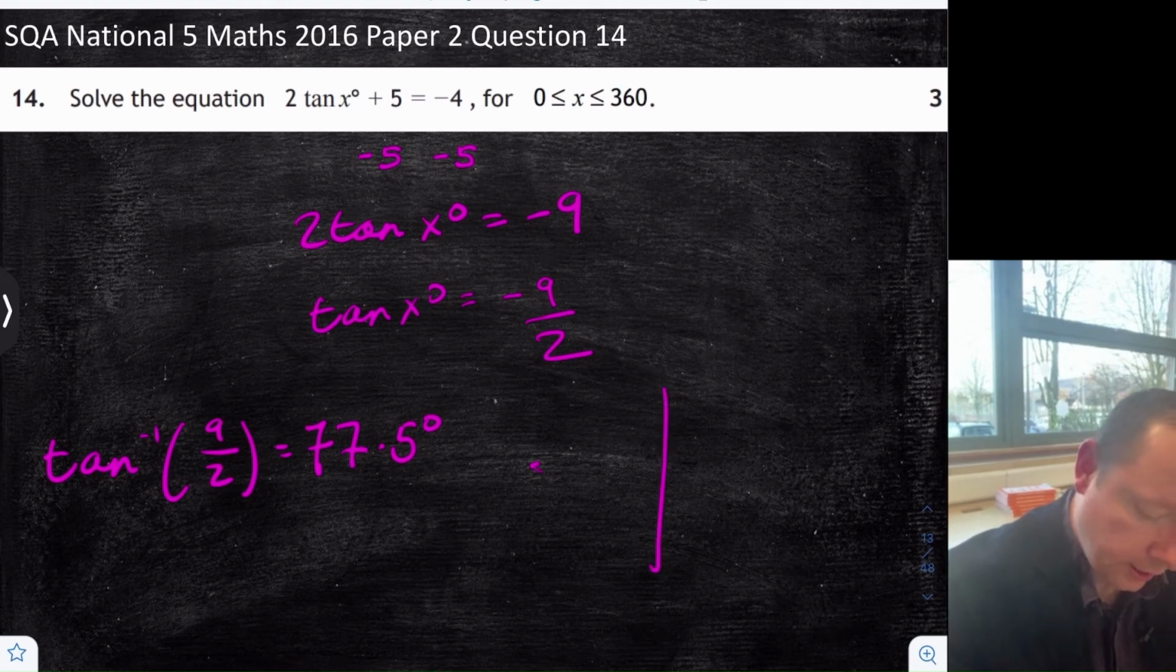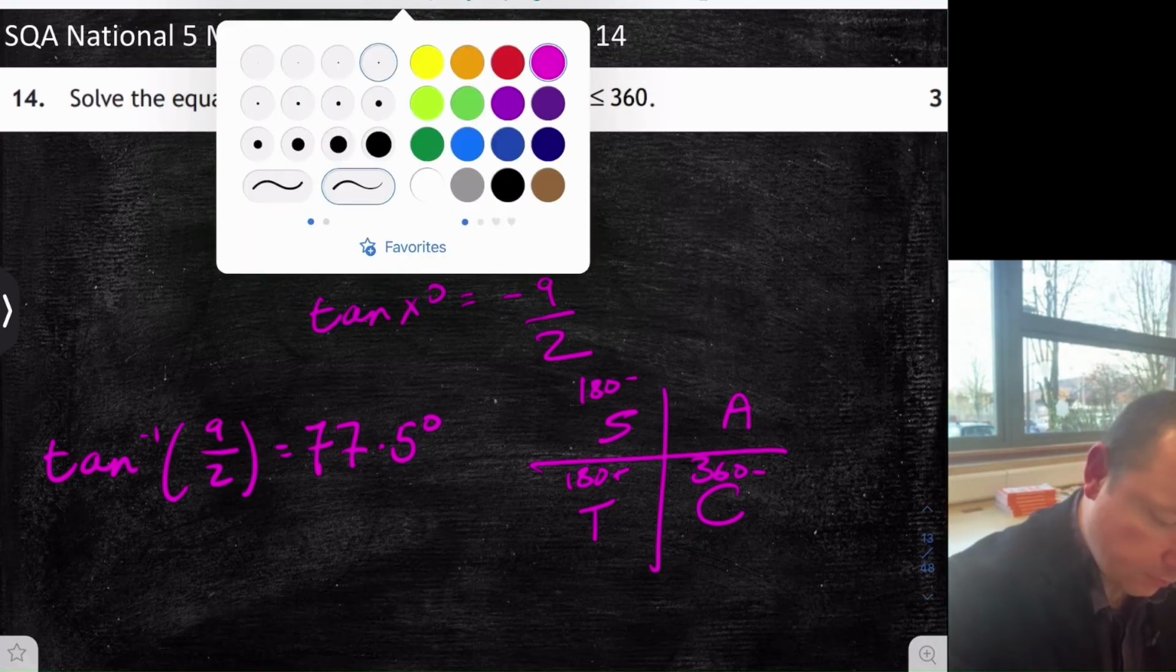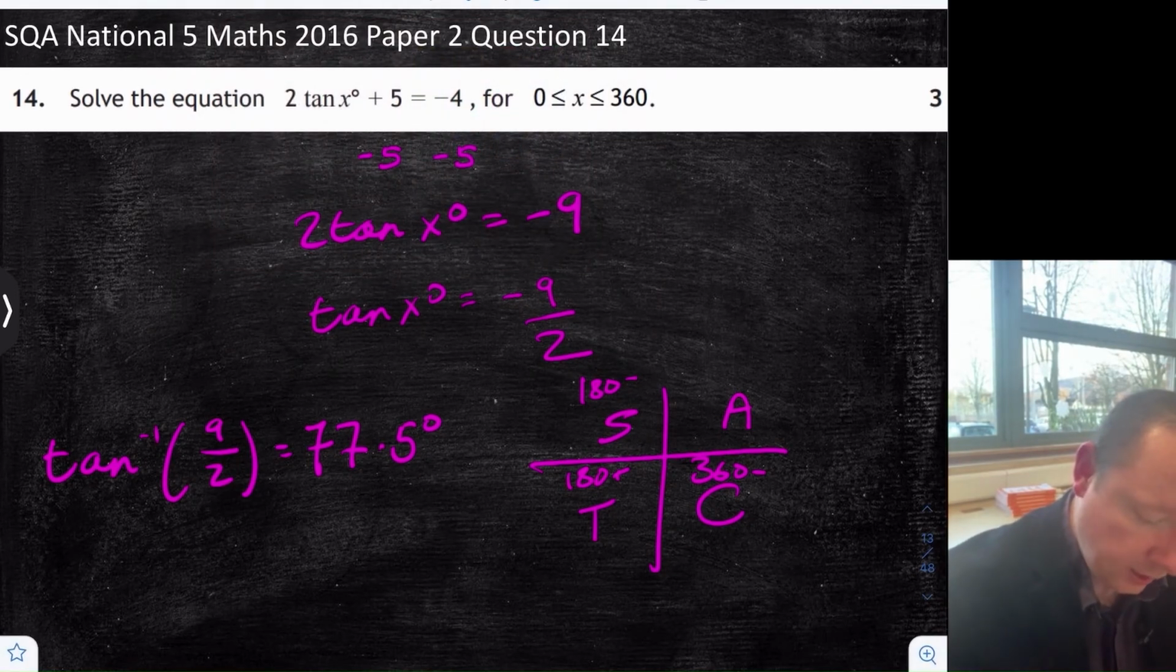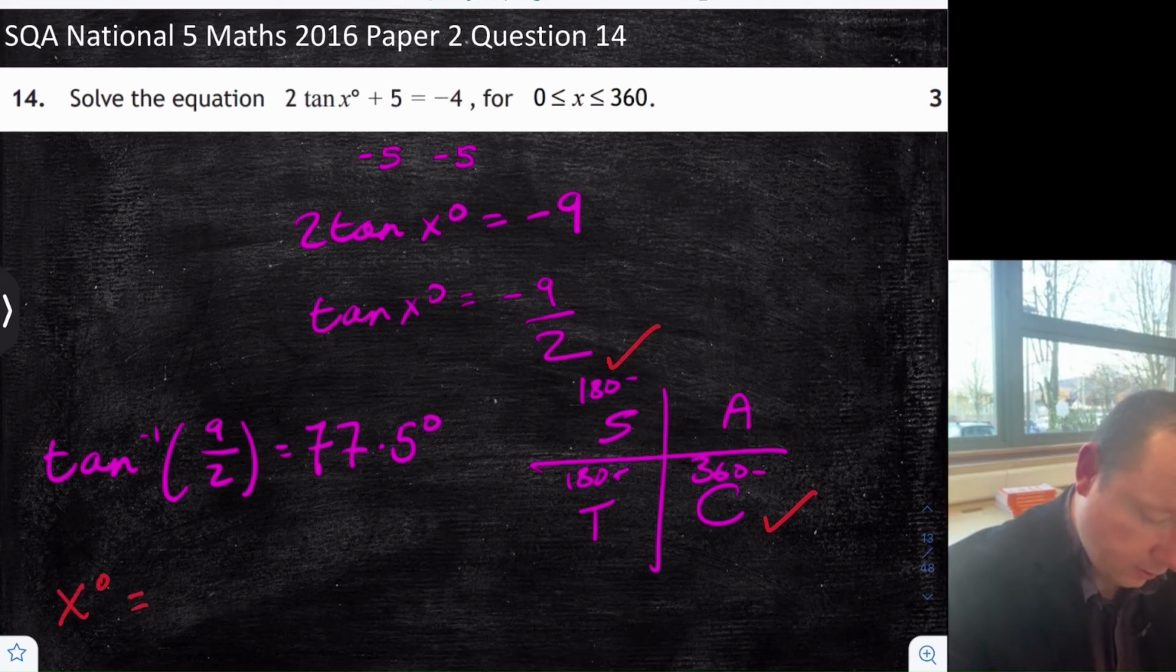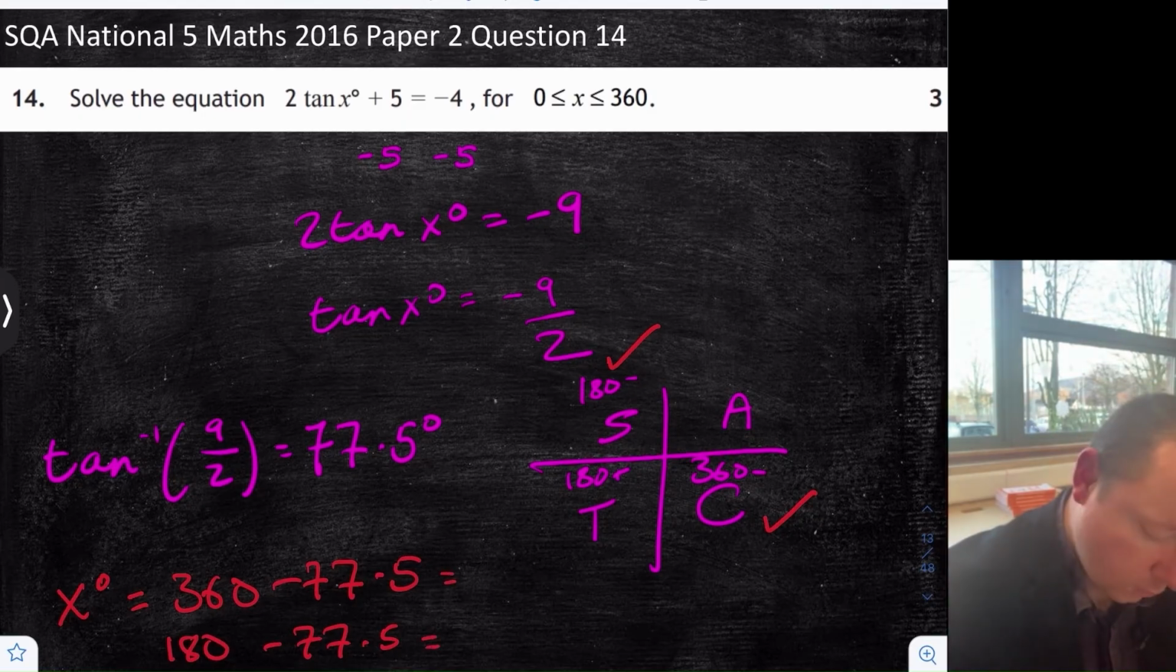And now we can draw a CAST diagram. So remember, that's 180 minus, 180 plus, and 360 minus. And the two I want this time, well, normally for tan, it would be A and T if it was positive, but since it's negative, I pick the other two. So I need to do 180 plus and 360 minus the answer I got. So x degrees, to be very clear, is 360 minus 77.5, and it is also 180 plus 77.5. 282.5 for the first one.